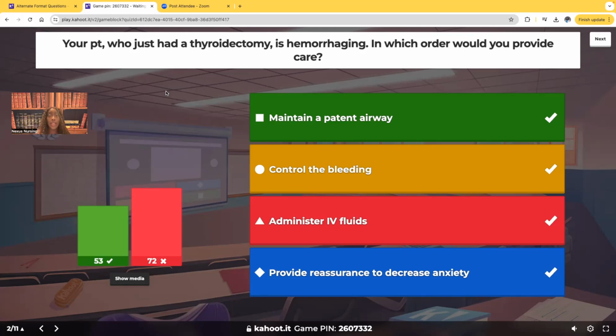Again, this brings me back to priority. Whenever the patient's hemodynamic status is at risk, all of the blood shifting from the vascular space to the tissues, or whenever their respiratory status, ABCs, is in trouble, that's going to be a priority patient. Okay?